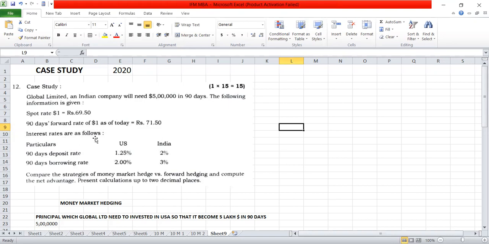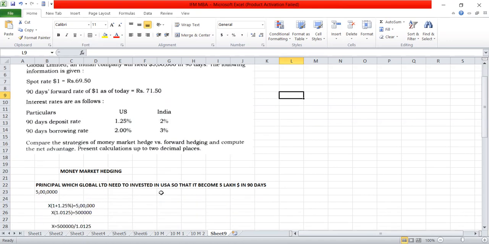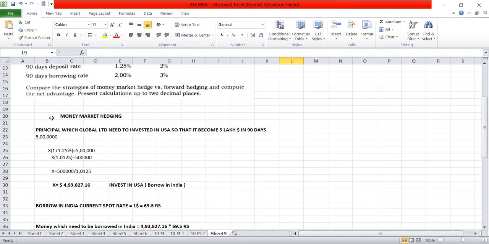Now interest rates are as follows. The 90 days deposit rate in the USA is 1.25%. If you deposit in India, it is 2%. The 90 days borrowing rate in the USA is 2%, in India it is 3%. Now compare the strategies of money market hedge versus forward hedging and compute the net advantage, present the calculation to two decimal places. Now first we will do money market hedging.